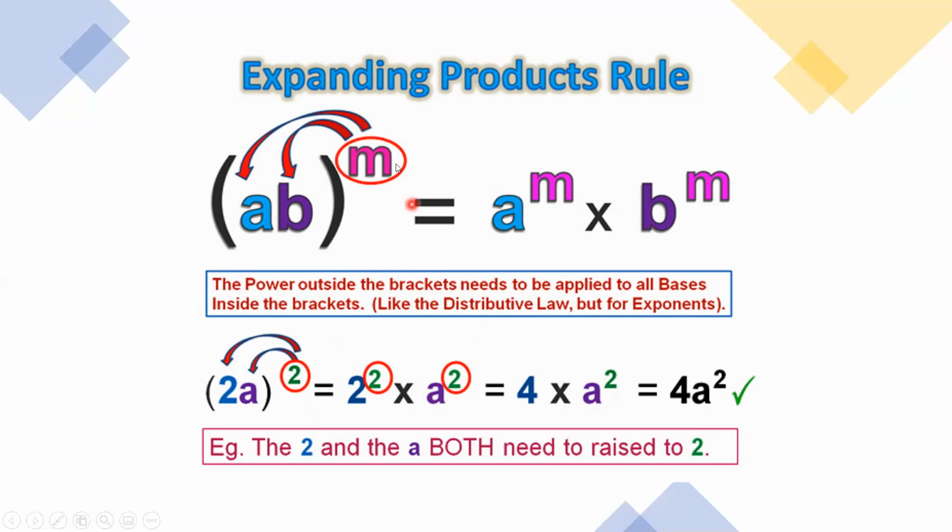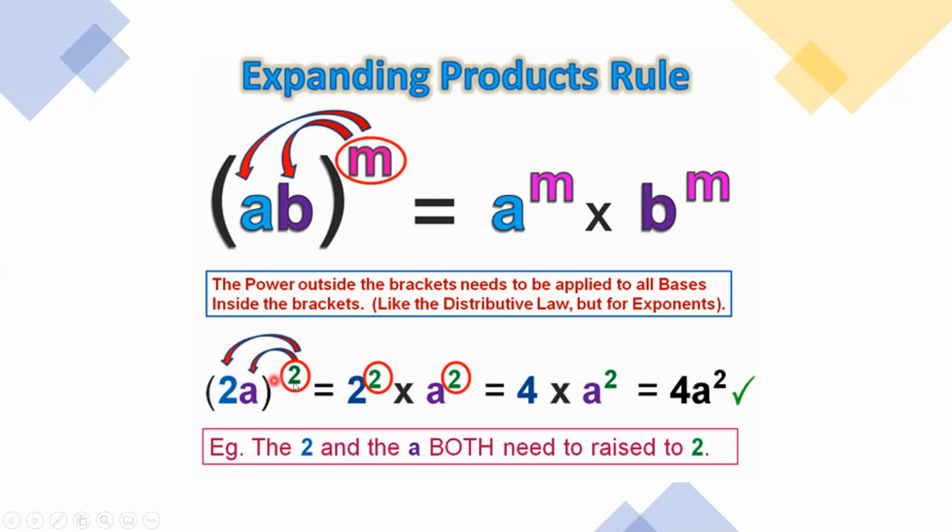Okay, so guys, now when we have something inside the bracket, and there's a power on the bracket, that power on the bracket is the power of everything inside the bracket. So I have a times b inside the bracket, and m is the power of the bracket. So that means that is a to the power of m times b to the power of m. So the m is the power of a and b. So this equals a to the power of m times b to the power of m. Then we see the power outside the bracket needs to be applied to all bases inside the bracket, guys.